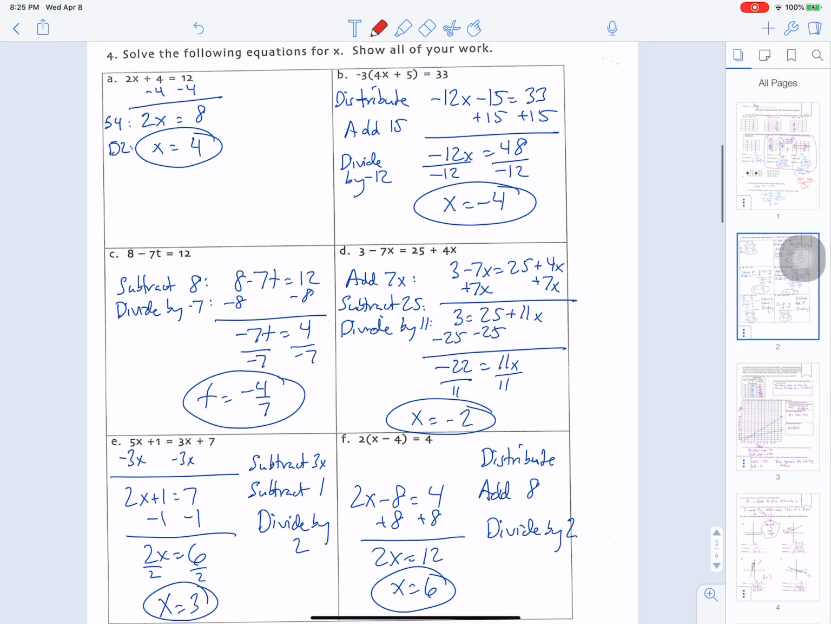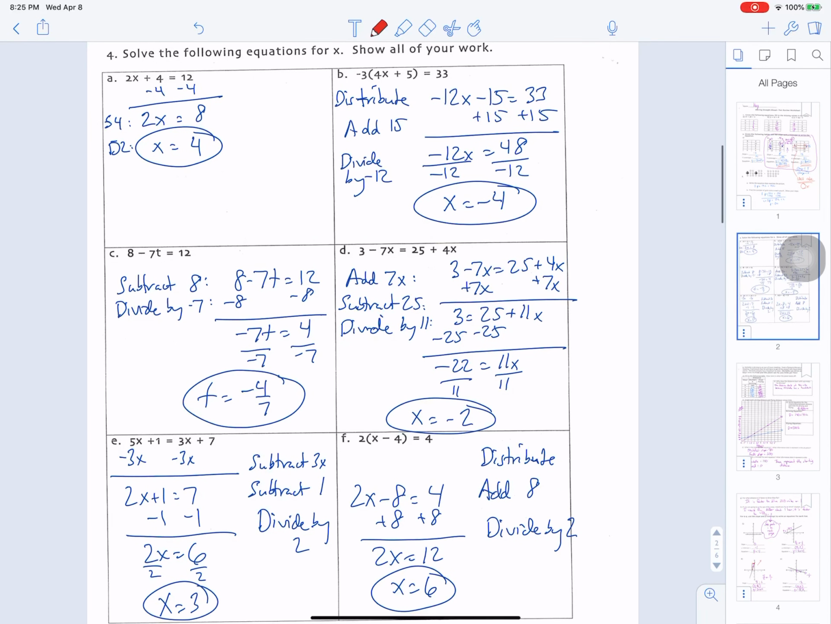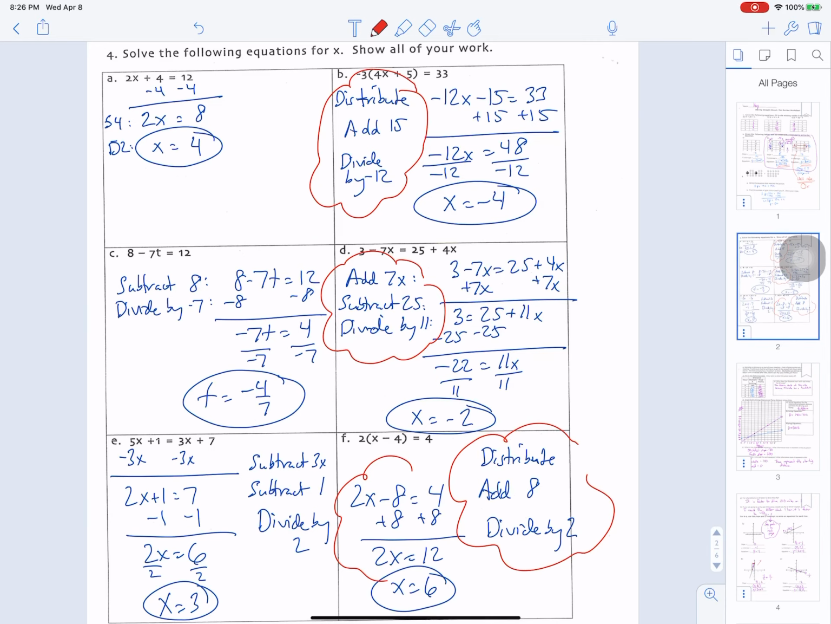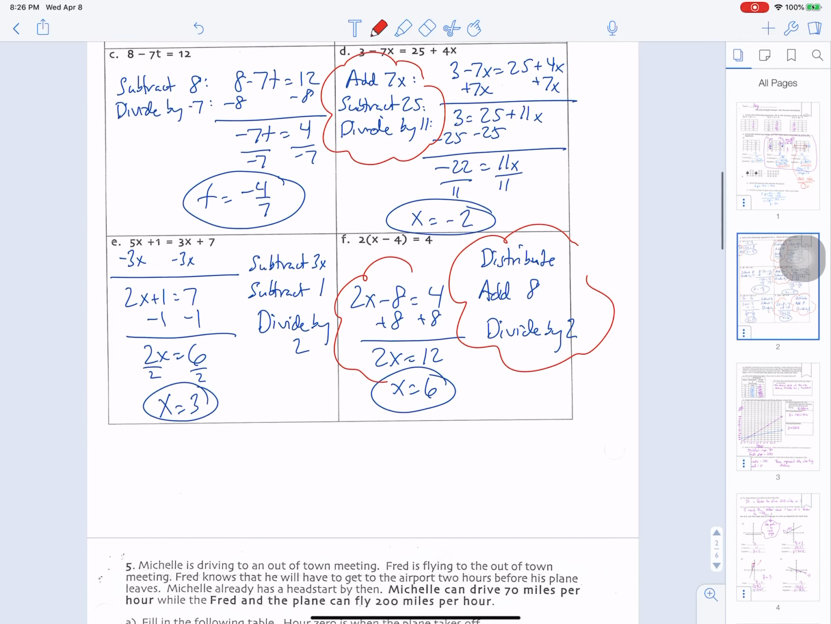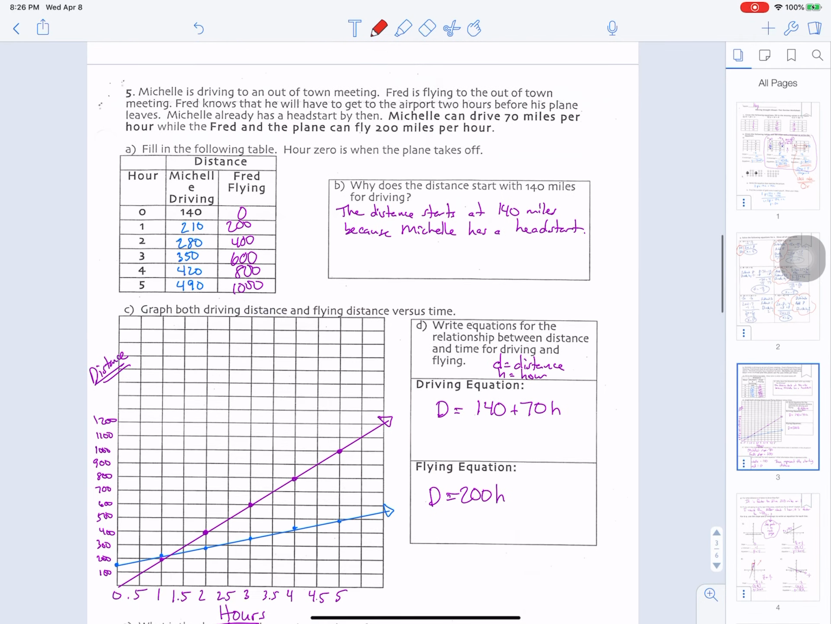Everyone did pretty well on question 4. Make sure that you're showing me the steps you are taking when you solve these problems. All right. You can abbreviate them like I did here, but you must show me the steps you're taking and how you're solving the problems.